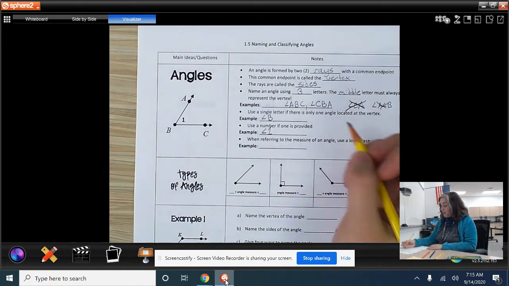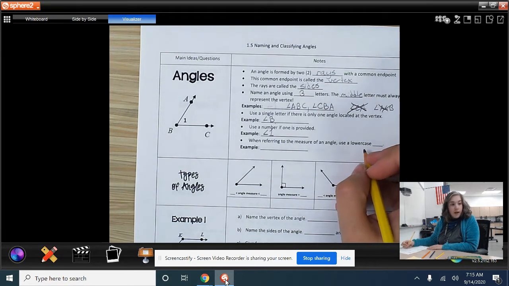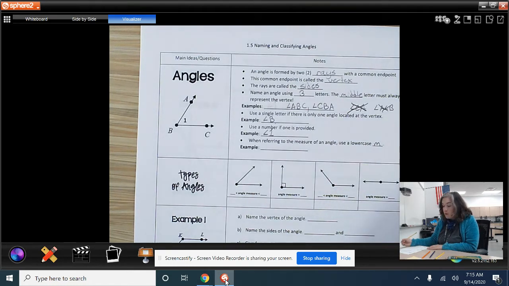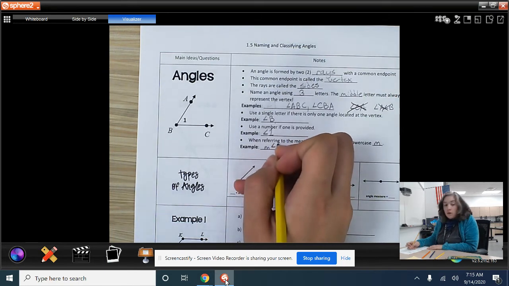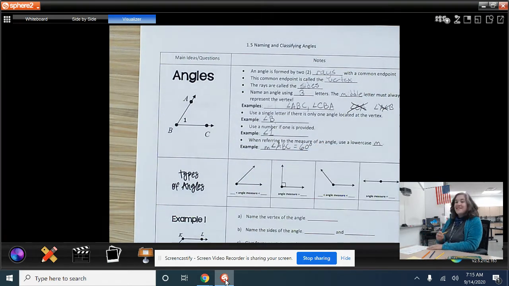All right, the next thing. When referring to the measure of an angle, use a lowercase m. So we could say the measure of angle ABC equals 60 degrees. So that's how big the angle is. The angle is 60 degrees big.